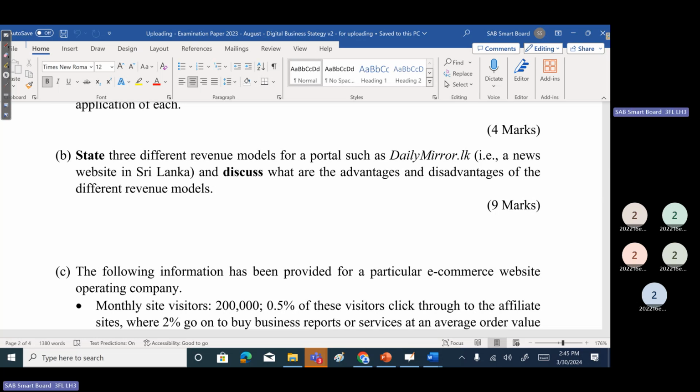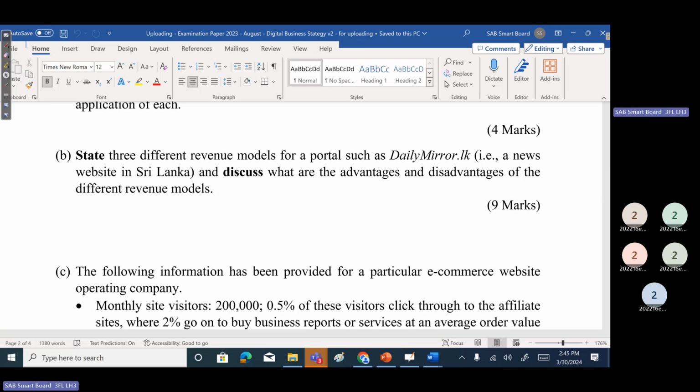Subscription-based model, CPM, right? In display advertising, likewise, there are different models that I was discussing. So what are the advantages, disadvantages? Go and see the slide. I will explain. Any question might be there, saying what are the different revenue models.